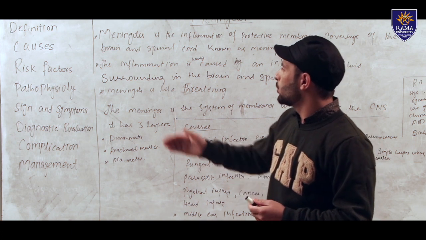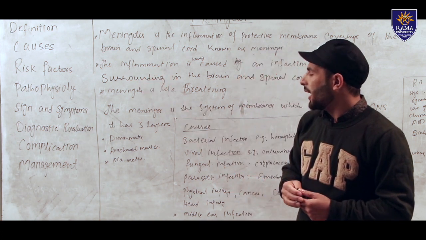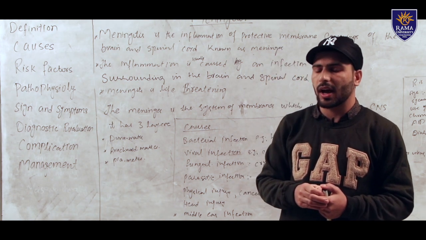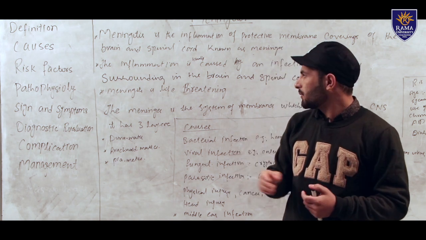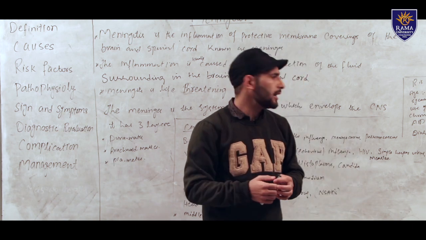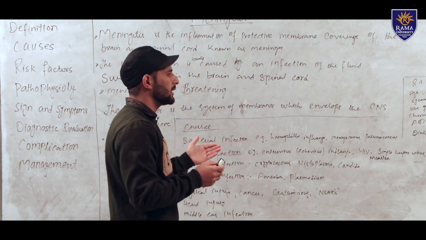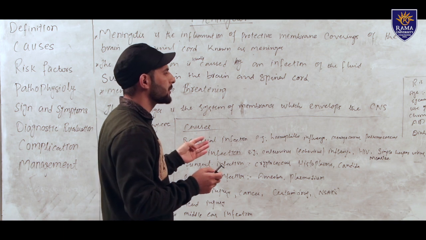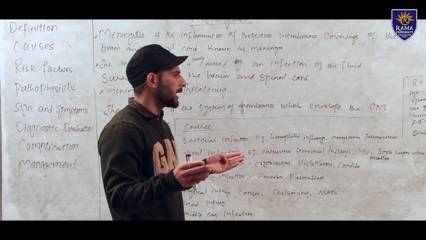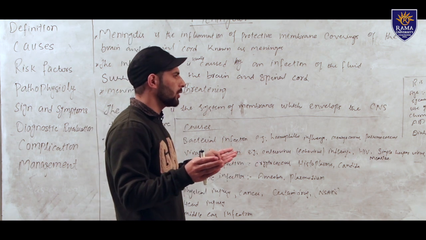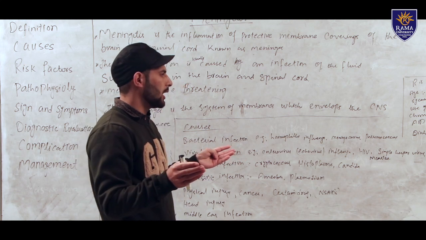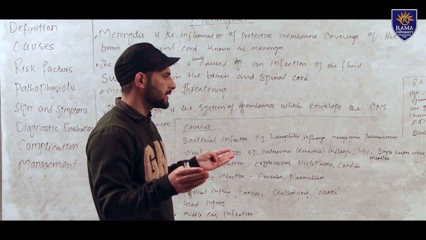Next we move to the risk factors. The first risk factor is age: children younger than 5 years may get meningitis. Use of immunosuppressive drugs: patients who use immunosuppressive drugs for a longer time have a greater chance of getting meningitis. Due to chronic malnutrition, a patient may also get meningitis.